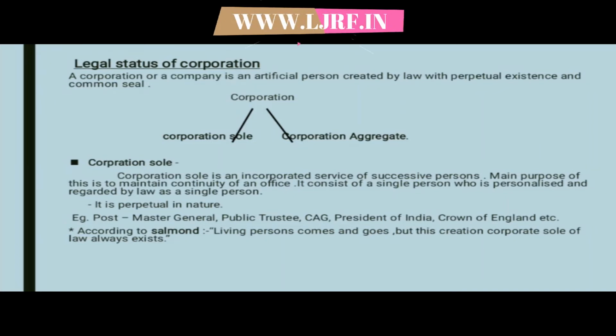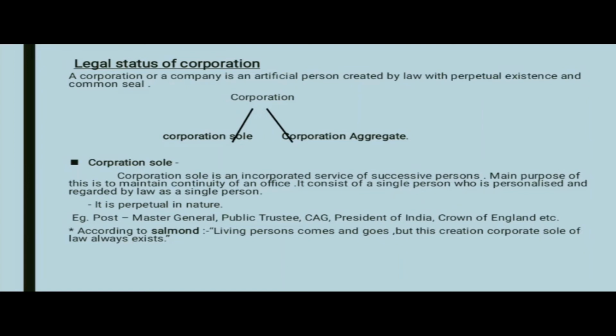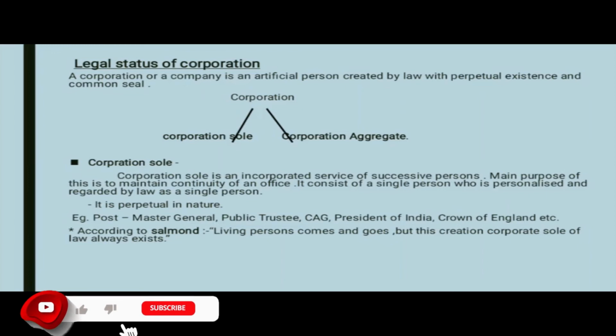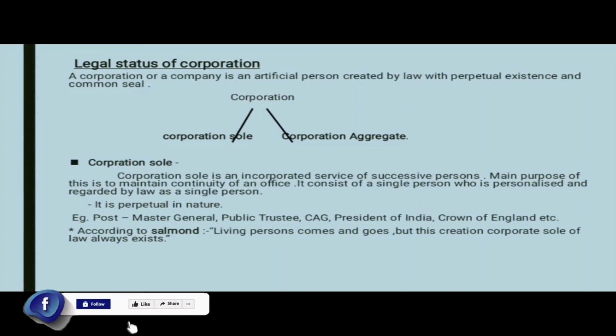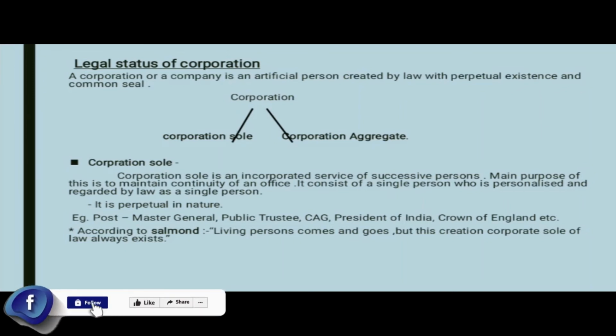The first one is corporation sole, which means an incorporated series of successive persons, and the main purpose is the continuity of an office, and it is perpetual in nature. Examples: Postmaster General, Public Trustee, Comptroller and Auditor General, President of India, Crown of England, etc.